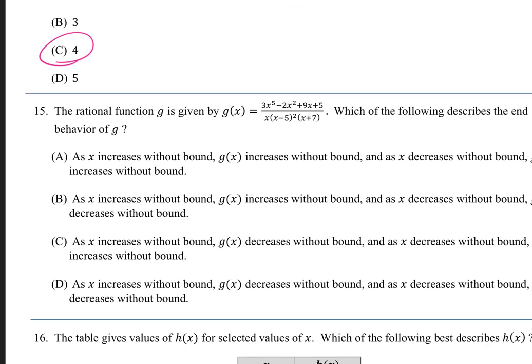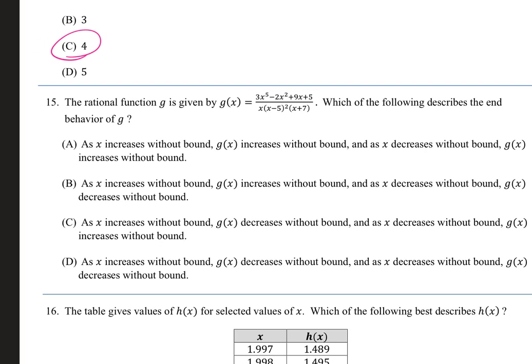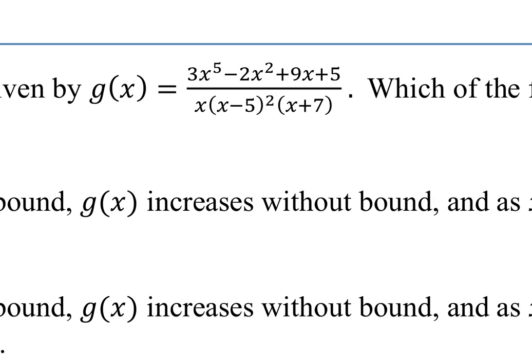Number 5 says the rational function g is given by, which of the following describes the end behavior of g? So end behavior is based on my horizontal asymptote. The highest exponent in the numerator is 5. In the denominator, this would end up being x squared. This is x to the first and x to the first, so the denominator is x to the fourth. Which means there is no vertical or no horizontal asymptote.